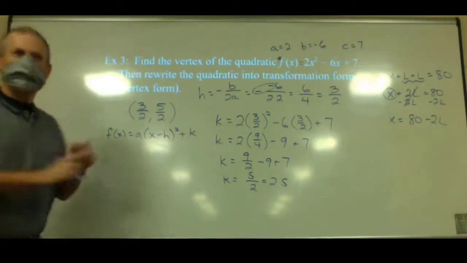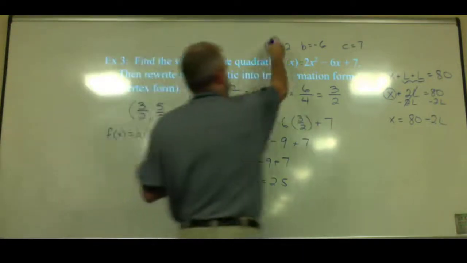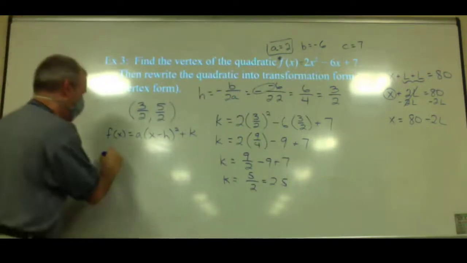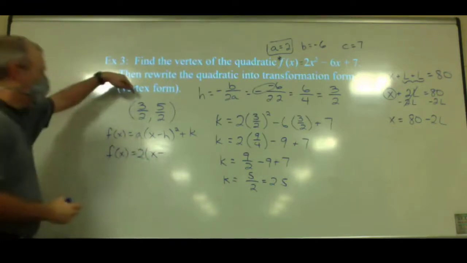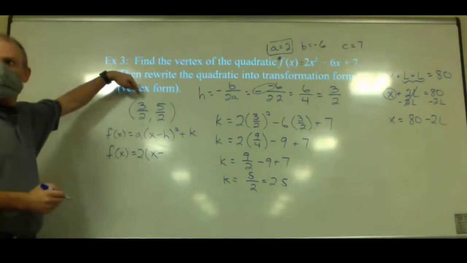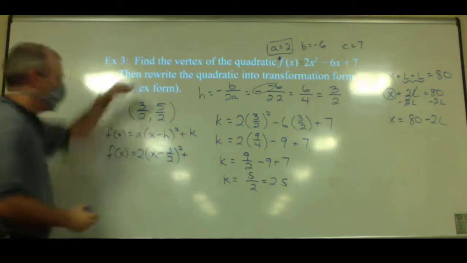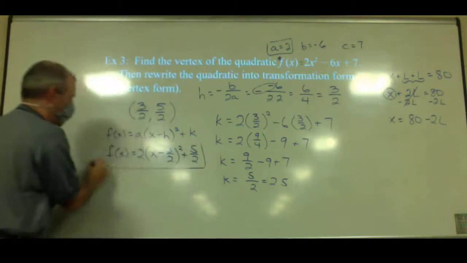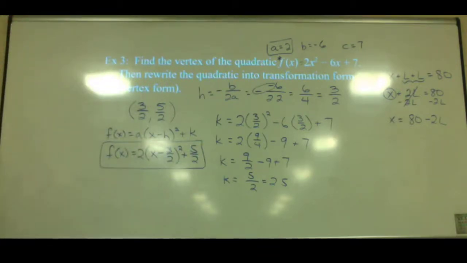The nice thing is, you know how we had to figure out a before? We don't have to figure out a. We already know a from the very beginning. A is 2. So we're going to have f of x equals 2, and then x minus the h value, 3/2, squared, plus the k value, 5/2. And that is that equation rearranged into vertex or transformation form.